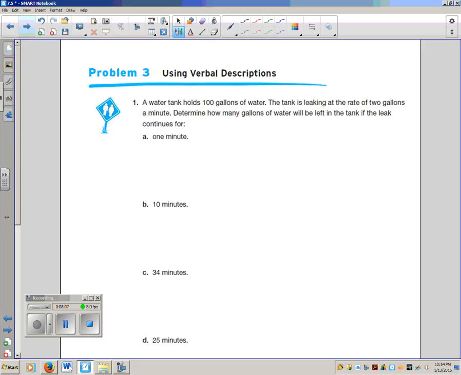Problem 3 is the last one I would like you to do. So complete all of problem 3 and then check your answers in the textbook. Almost finished. One more section after this.